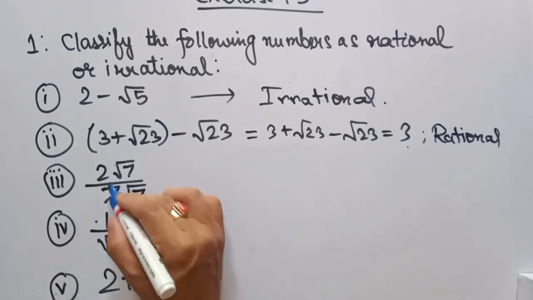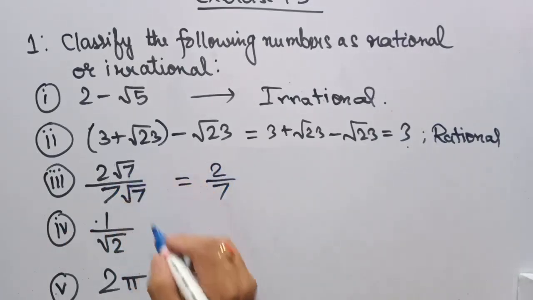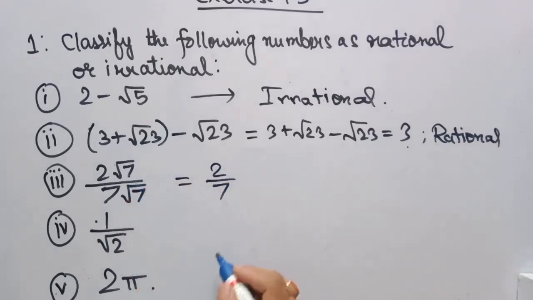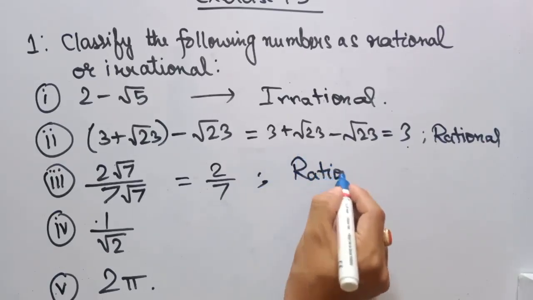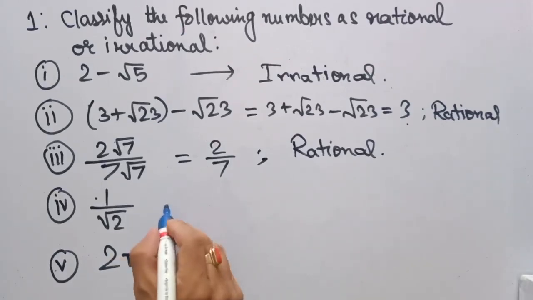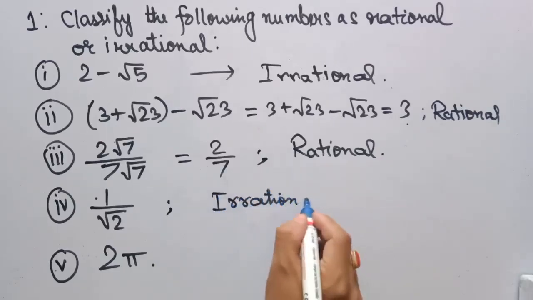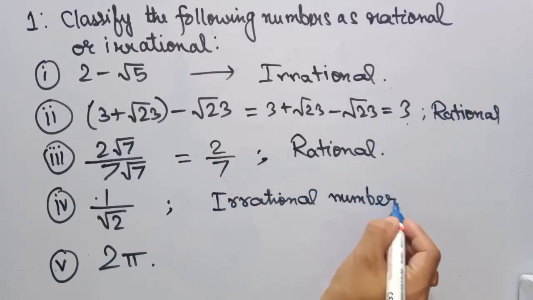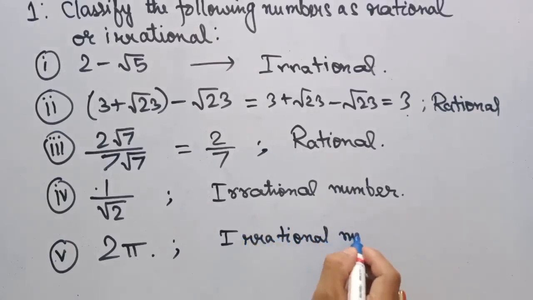Next, Roman number 3, 2 root 7 by 7 root 7. This is equal to 2 by 7, as root 7 and root 7 in the numerator and denominator will cancel out. So 2 by 7 is a rational number. So the given number will be a rational number. Next, Roman number 4, 1 by 2. This will be an irrational number. Next, Roman number 5, 2 pi will be an irrational number, because the number pi is an irrational number.